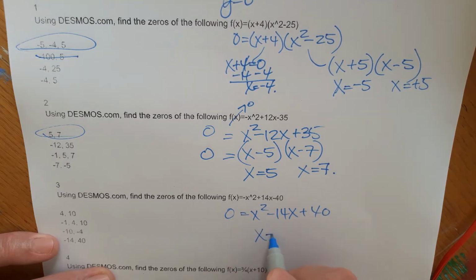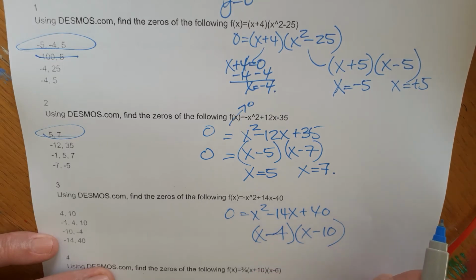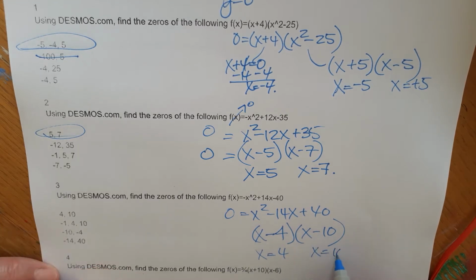So I'm going to get an x minus 4 times an x minus 10. That would give me a positive 40 on the tail, and it would add to be a negative 14x. So I'm good with that. That makes the roots here x equal to 4 and x equal to 10. 4 and 10.